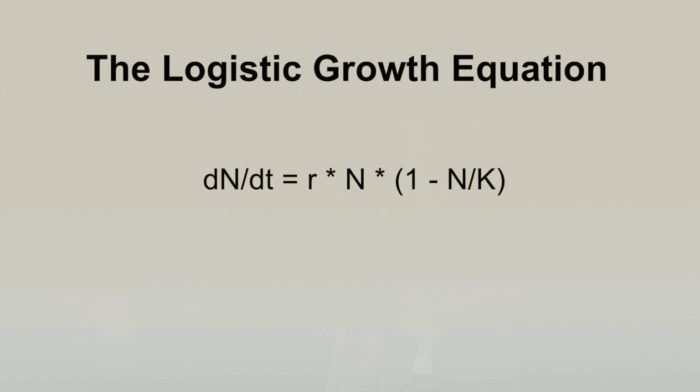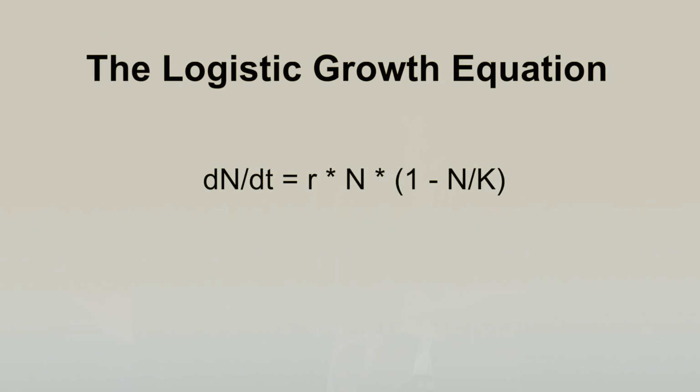where dN upon dt represents the rate of change of population size, that is N, over time t. R is the intrinsic growth rate which represents the maximum rate of population increase under optimal conditions. K is the carrying capacity of the environment which denotes the maximum population size that the environment can sustain.